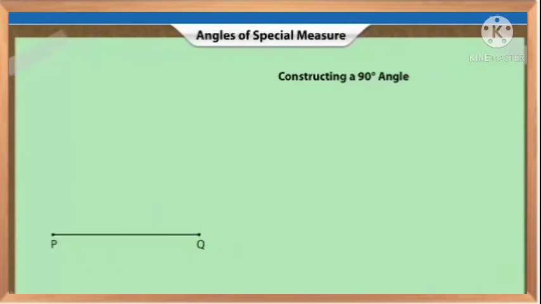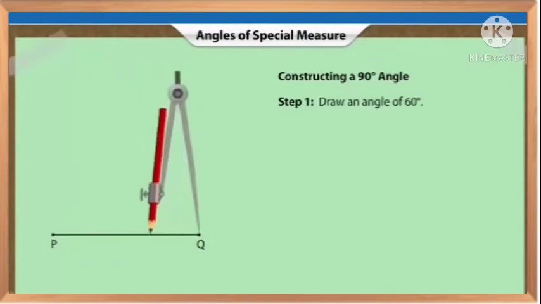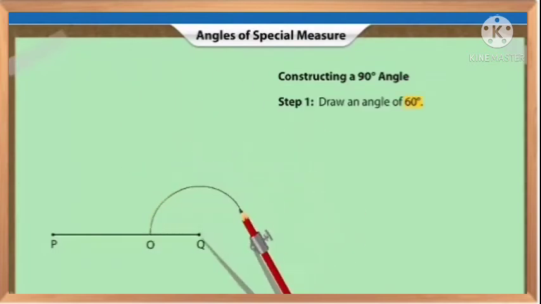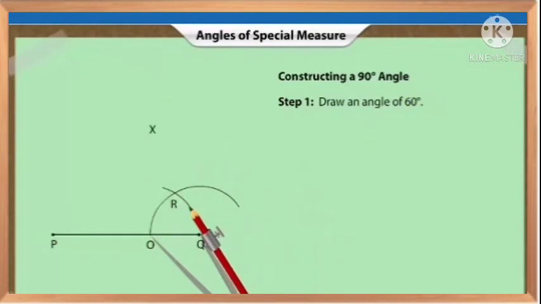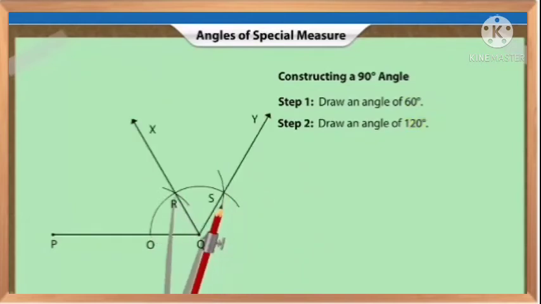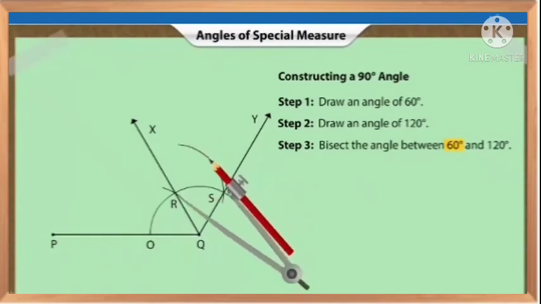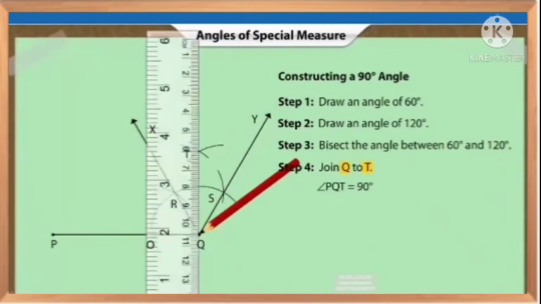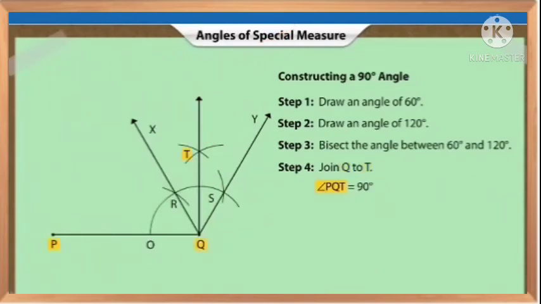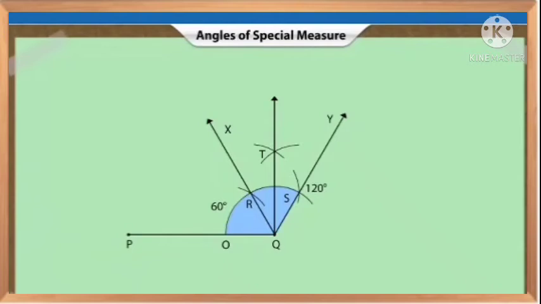Now, let's draw an angle measuring 90 degrees. We begin by drawing angles of 60 degrees and 120 degrees. As the next step, bisect the angle between 60 degrees and 120 degrees. Join Q to T. Angle PQT is 90 degrees. You have seen how we have bisected the angle between 60 degrees and 120 degrees to obtain an angle measuring 90 degrees.